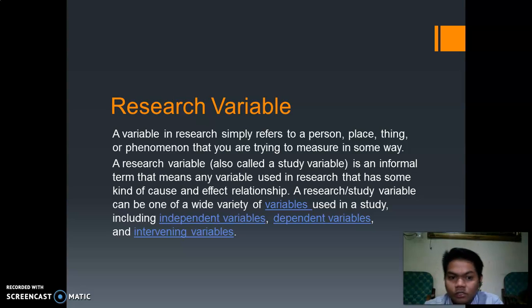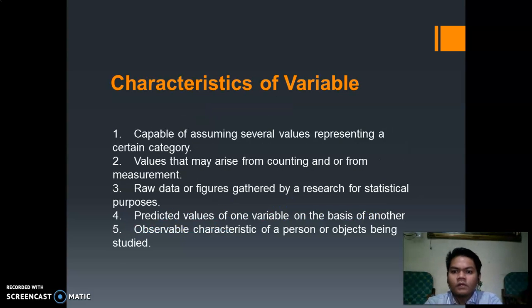A research or study variable can be one of a wide variety of variables used in a study, including independent variables, dependent variables, and intervening variables. And about the characteristics of a variable, there are 5 characteristics of variable. First, capable of assuming several values representing a certain category. Second, values that may arise from counting and or from measurement. Third, raw data or figures gathered for research or statistical purposes.